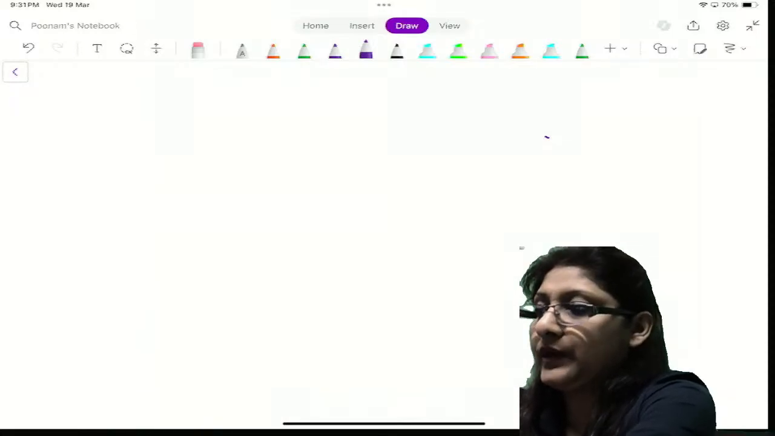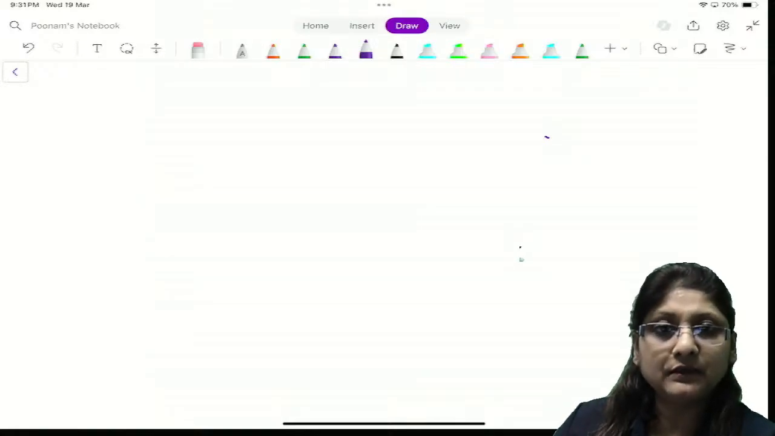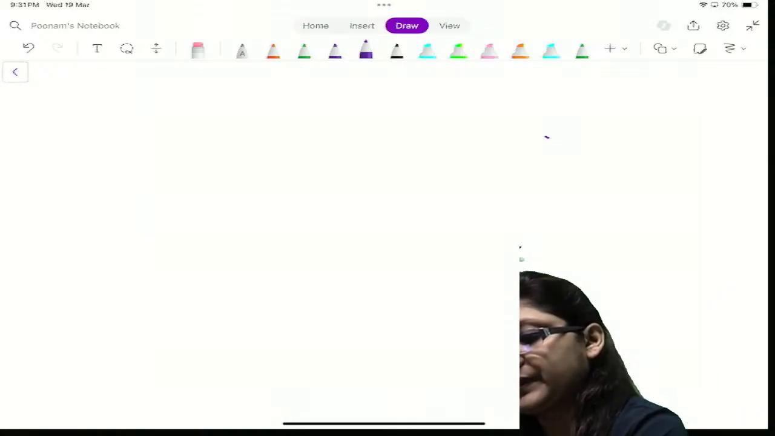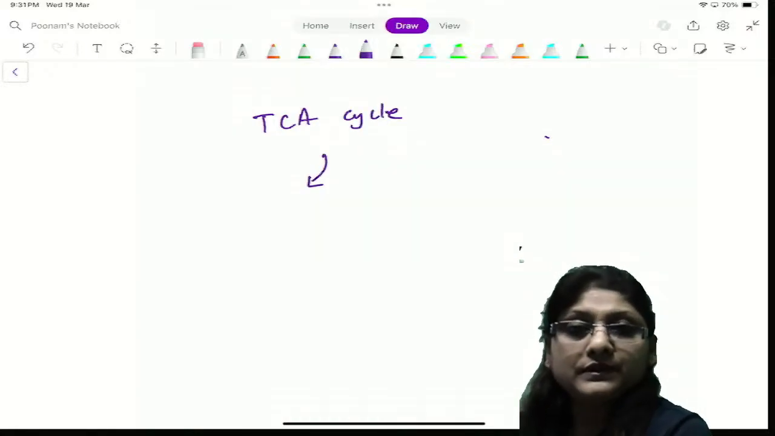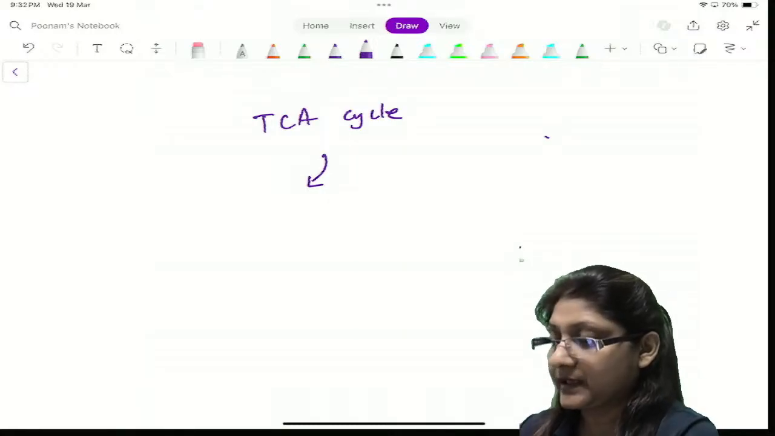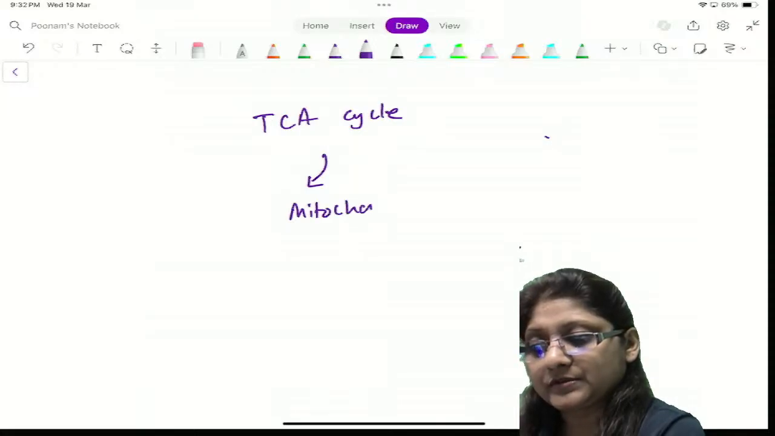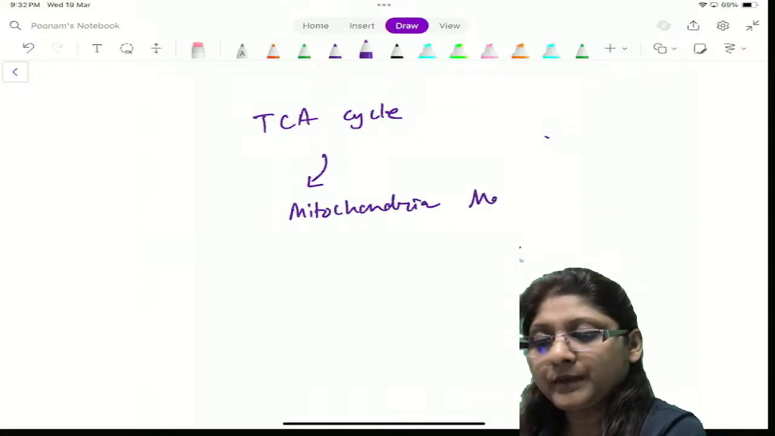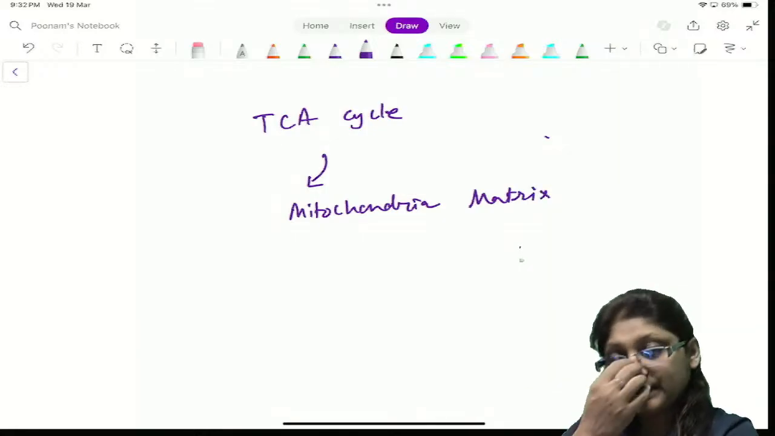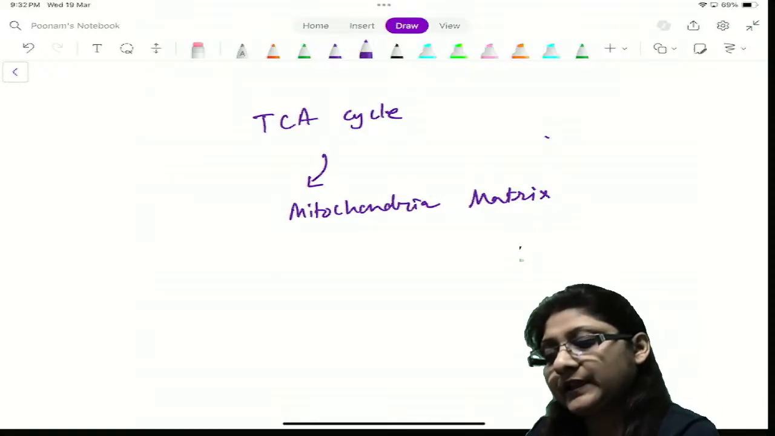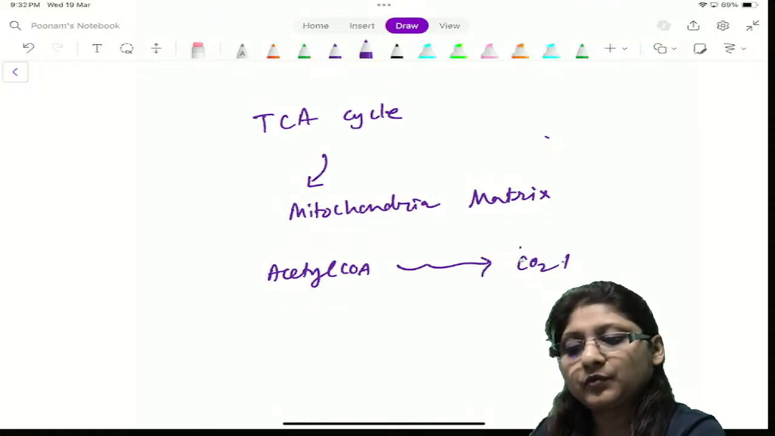The acetyl-CoA, which is generated from pyruvate, is going to enter the TCA cycle, which lies in the mitochondria matrix, right? All the enzymes of this cycle are produced in the mitochondria matrix, so it is in the mitochondria matrix that this TCA cycle takes place. In multiple reactions, the acetyl-CoA is completely oxidized. It is converted to carbon dioxide and water.